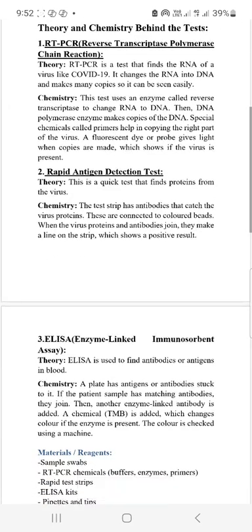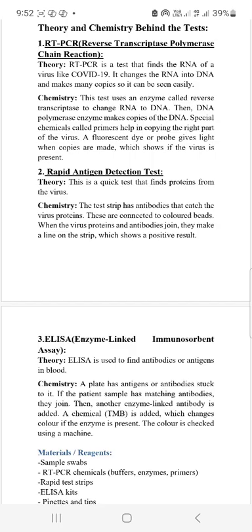The second one is the rapid antigen detection test. This is a very quick test and it finds the proteins in the virus. If you have a virus and you have to find the proteins in the virus, you will use the rapid antigen detection test.